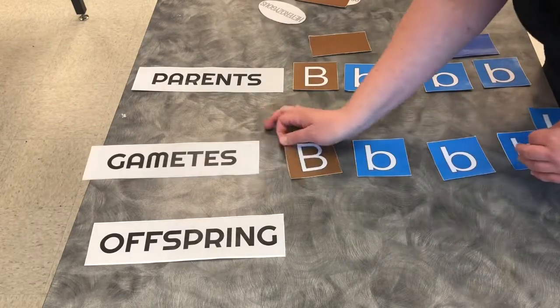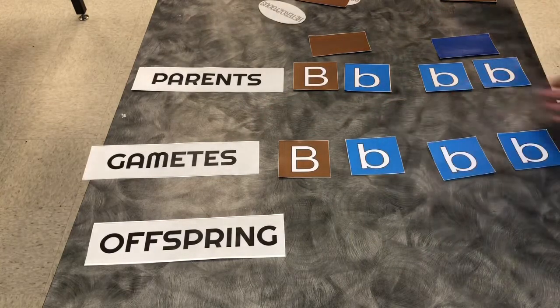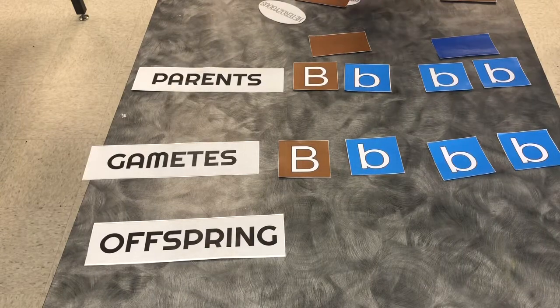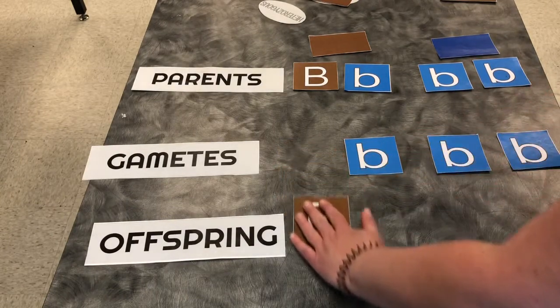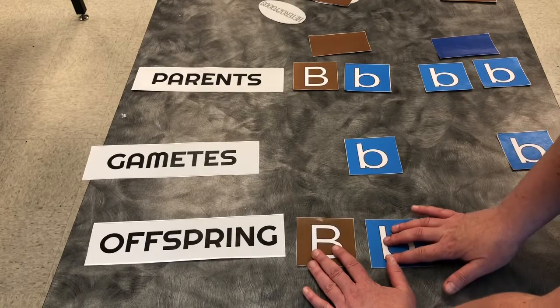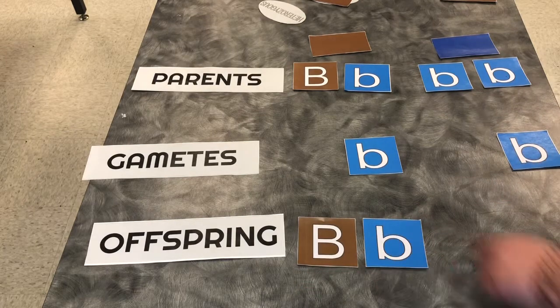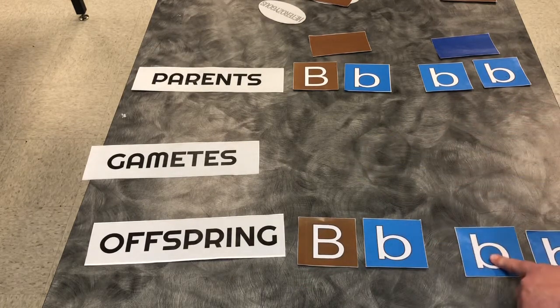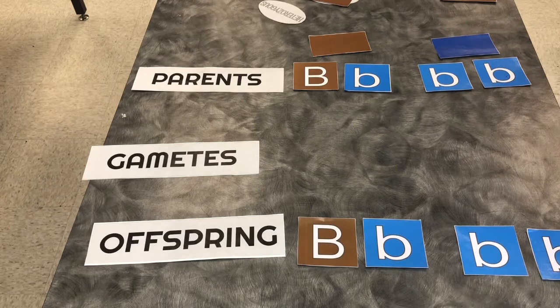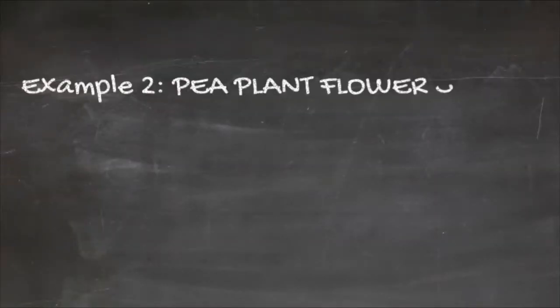Here is an example of the gametes that would form from a heterozygous parent and a homozygous recessive parent. You can see that the only two possibilities for offspring would be heterozygous, big B, little b, and homozygous recessive, little b, little b. The offspring would have a 50% chance of being brown-eyed versus blue-eyed.